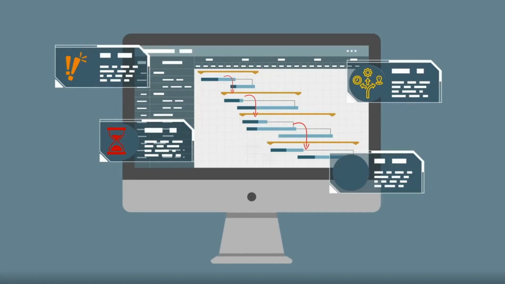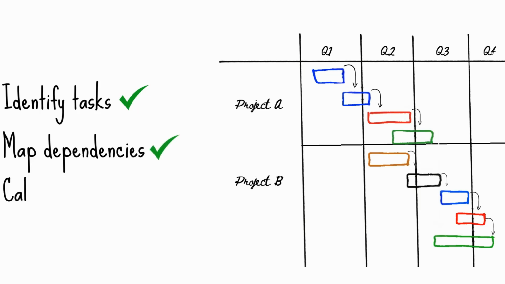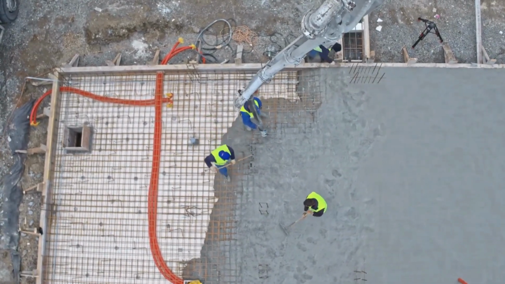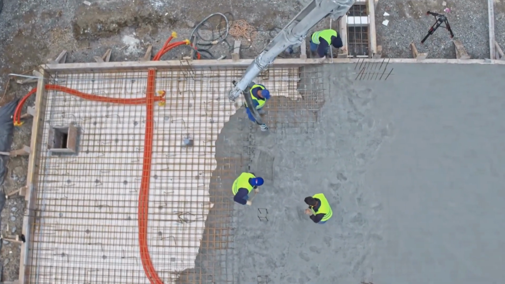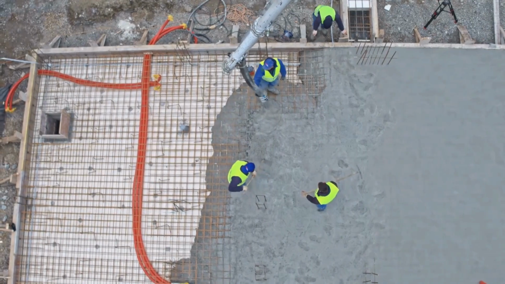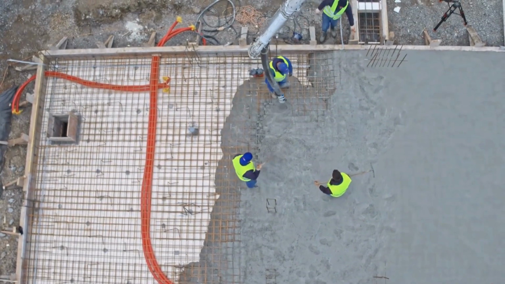Always keep a close eye on the critical path tasks. They're your project's heartbeat. Here's how to identify the critical path. Start out by mapping all the tasks in your project, their durations, and their dependencies. Then calculate the longest path from start to finish. That's your critical path. For example, in a construction project, pouring the foundation is on the critical path because every other task, like framing or wiring, depends on it to be completed first.